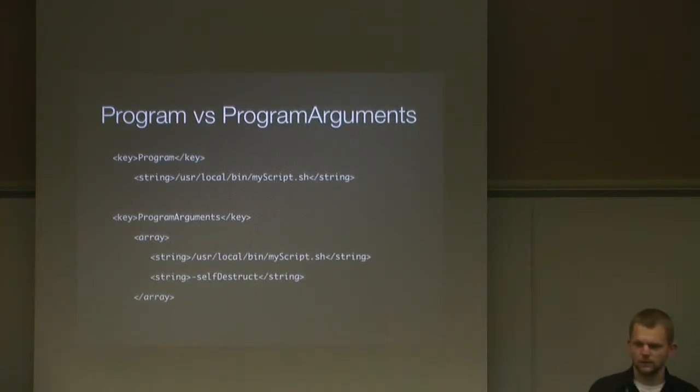A common question is, do I use Program or ProgramArguments? And the answer is either, but don't use both. I recommend always using ProgramArguments just to stay consistent, but basically they do the same function. Program just takes one single path, whereas ProgramArguments takes the path as the first value as a string, and then any arguments you need to pass to your binary or script go after that.